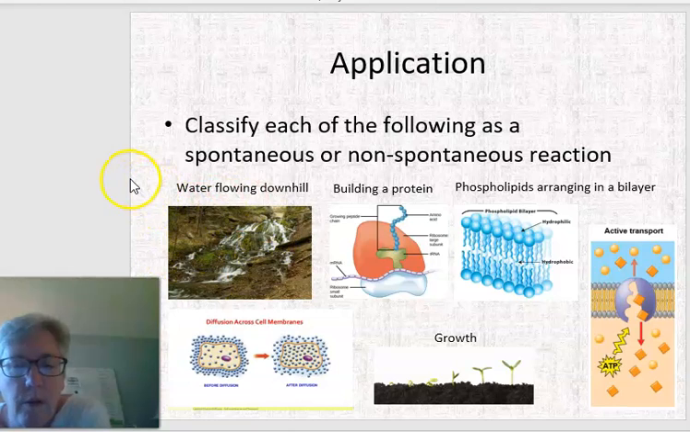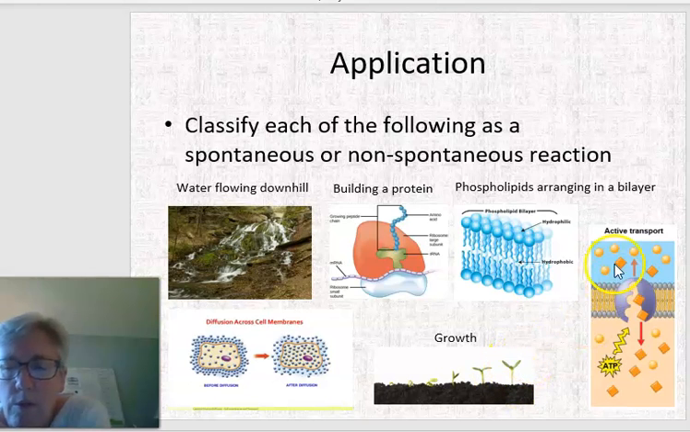Water flowing downhill happens spontaneously. Building a protein does not. This would require some input of energy to build a protein, to add on to that growing peptide chain. Phospholipids arranging in a bilayer does in fact happen spontaneously. If you put oil into water, it just will arrange itself so that the polar parts are by the polar and so forth. Active transport, here's a big giveaway right here, okay? ATP is going into that system to make that happen.